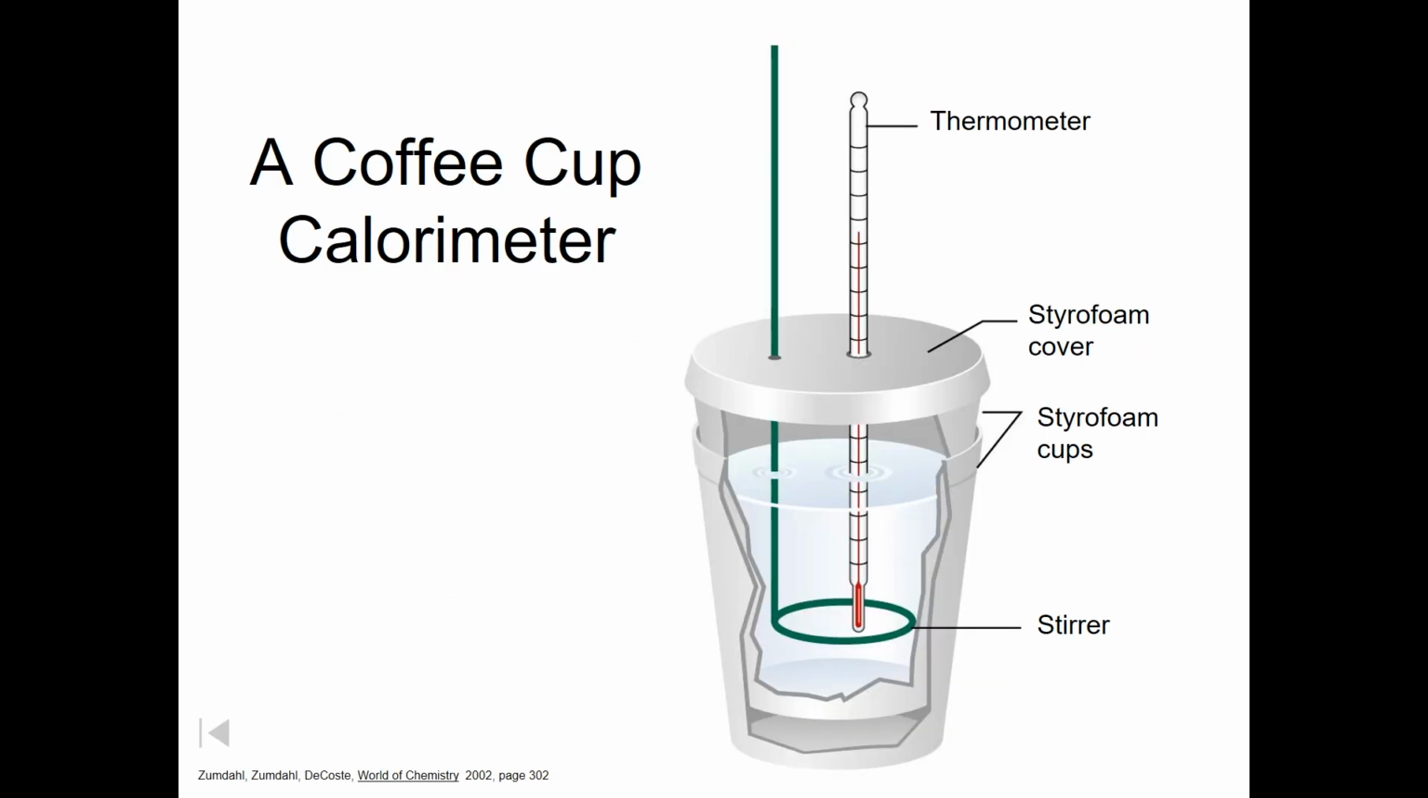This is a very scientific device. It is 2 coffee cups with a lid with a hole cut in it and a thermometer through it. Believe it or not, this is actually very good. Styrofoam is a very good insulator and can prevent heat from escaping very well. To make it even better, they double it up. This is known as a coffee cup calorimeter.